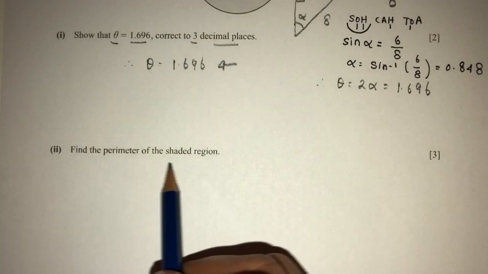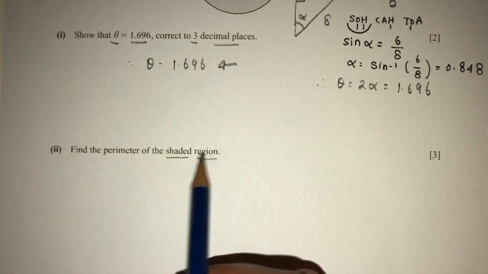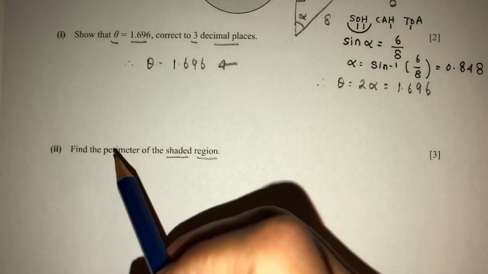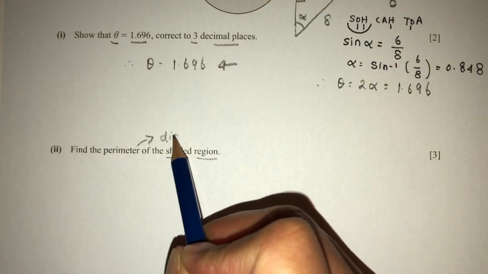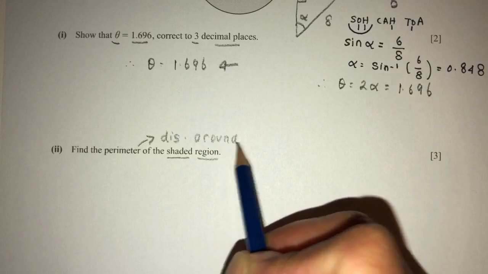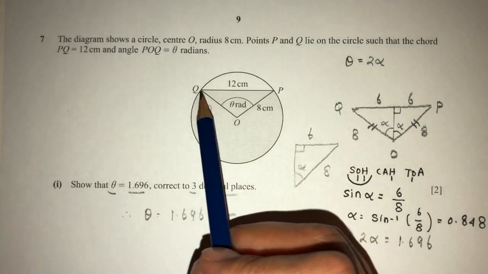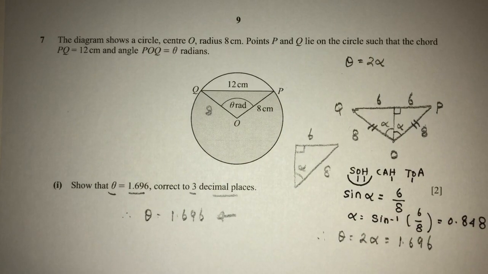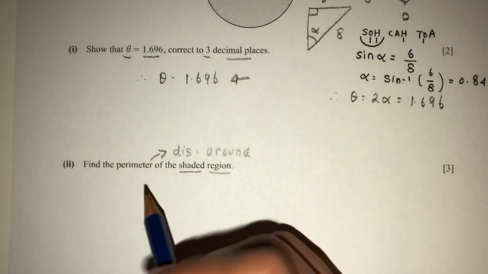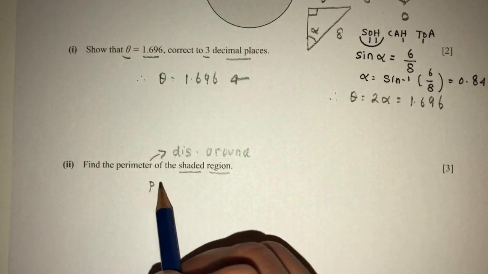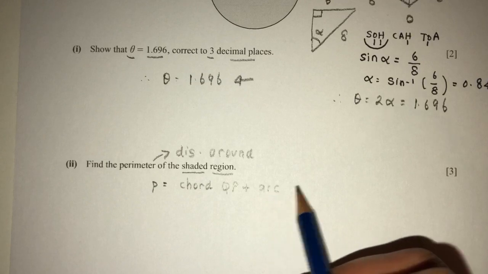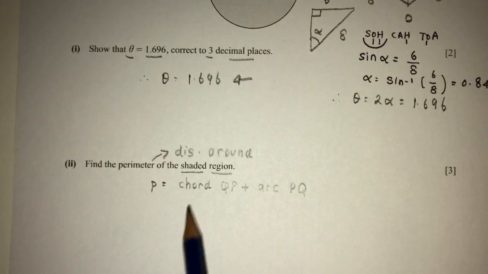So here we have to find the perimeter of the shaded region. So let's have a look. What side are we looking for? So first thing, what is the perimeter? It is the distance around the region. For example, here we have to find QP, PQ. This is the perimeter of the region. So as you can see, the perimeter is given by chord QP plus arc PQ, for example. So this is given to you already as 12, so let's write this down.